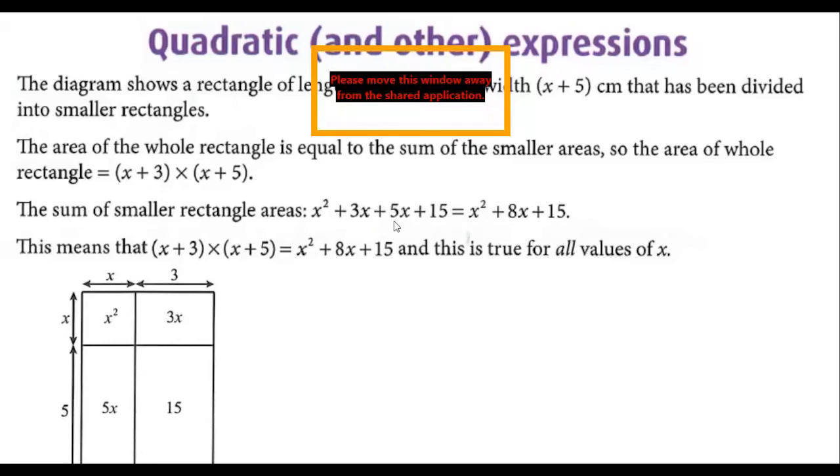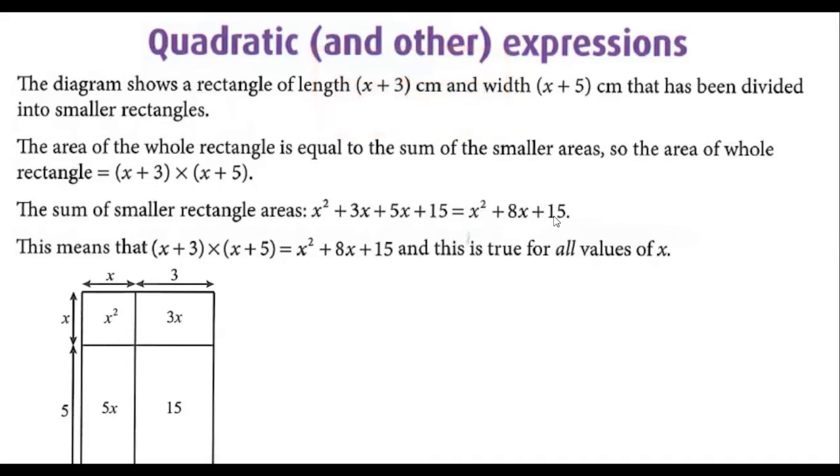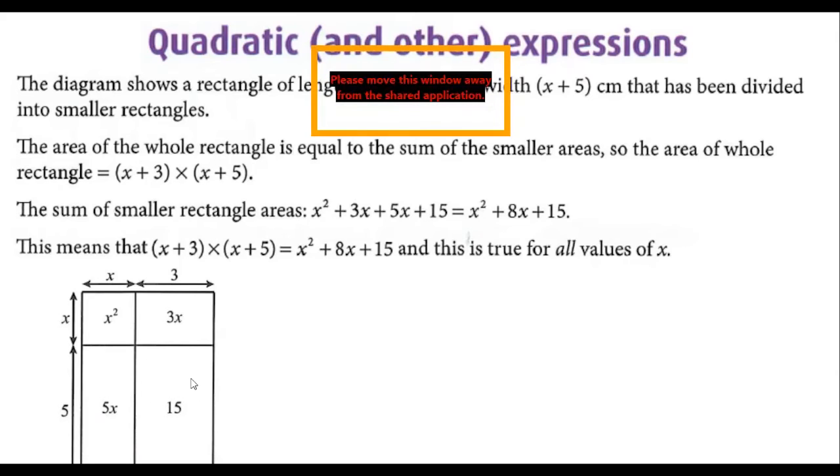And when you add this up, you get x squared plus 8x, because these two are similar terms, like terms, so you can add them up. You get 8x plus 15. So actually this represents the area of the same big rectangle. So as a last part, we can say that this product x plus 3 times x plus 5, which was again the area of the same rectangle, should be equal to this result, isn't it? So x plus 3 times x plus 5 is equal to x squared plus 8x plus 15.